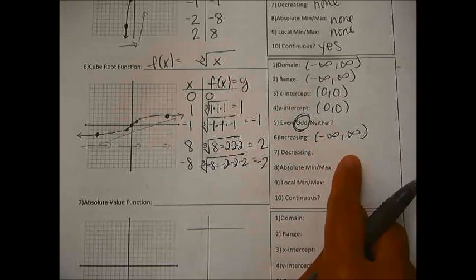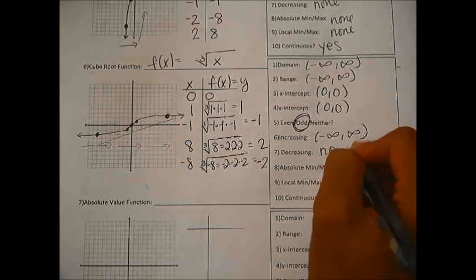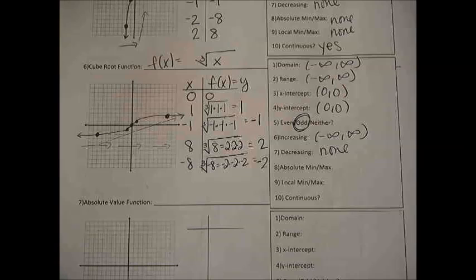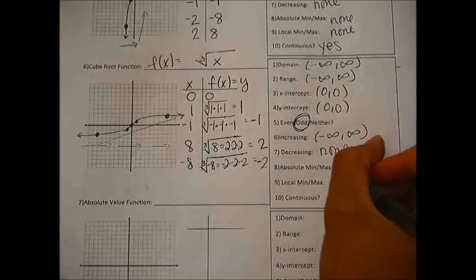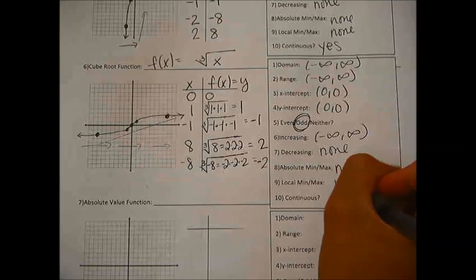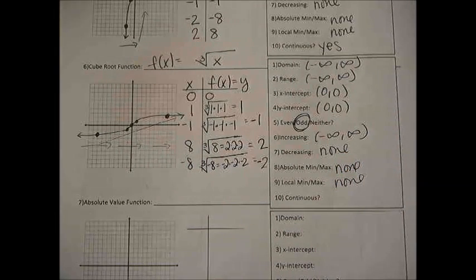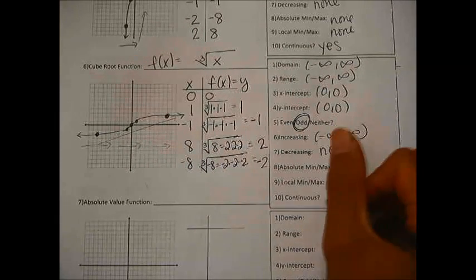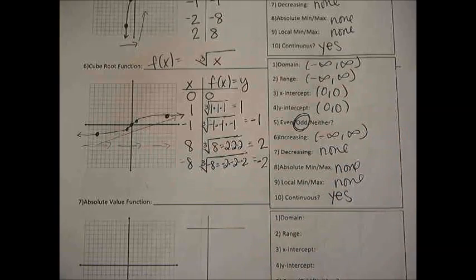Because it's increasing the entire time, decreasing is none. Absolute min and absolute max, because it's increasing the entire time, there's no such thing. So we're going to write none. And it is continuous, because when I sketch it out, I do not have to lift up my pencil. So the answer is yes.